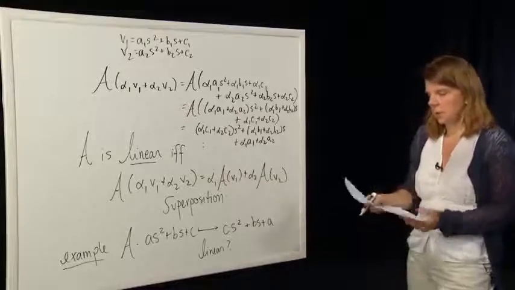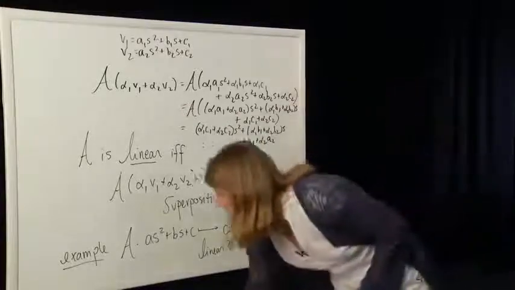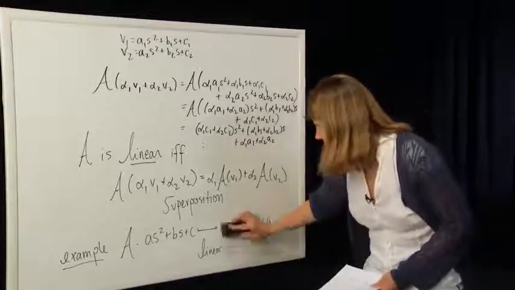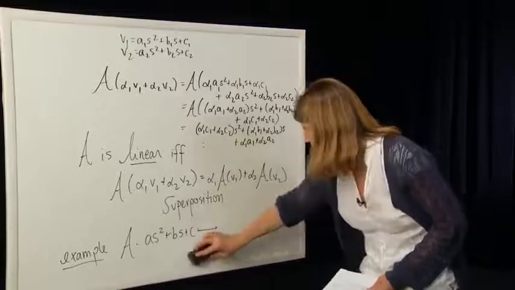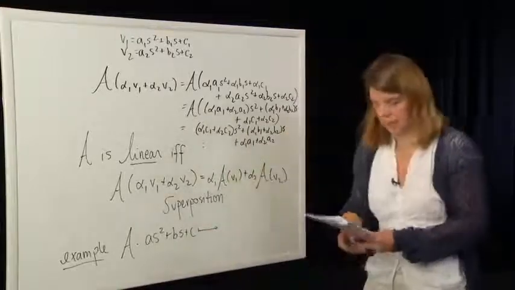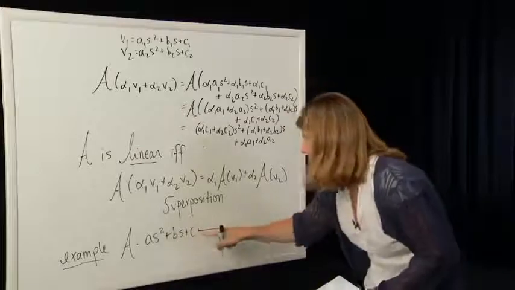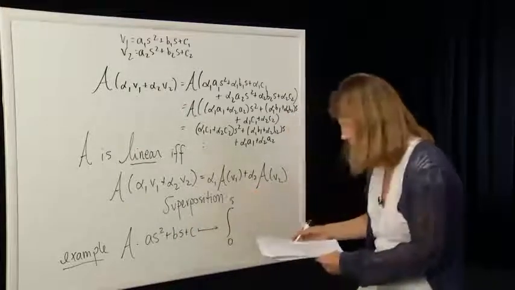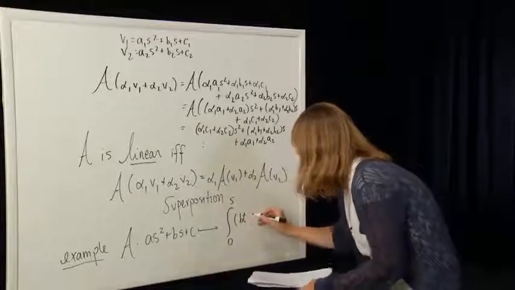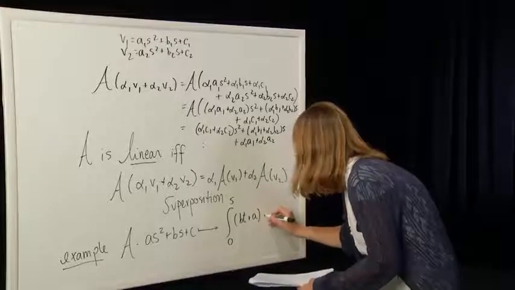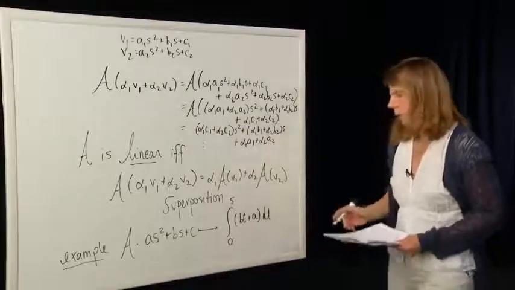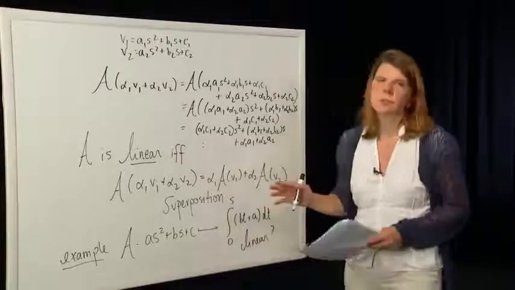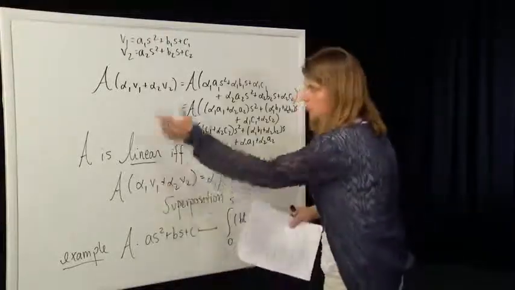Okay, so that's a simple example. We can do another couple of examples. So here's the example we just did. Suppose I took that same polynomial and now I redefined A to be the following. A takes that polynomial and it's going to give me the following function, which is an integral. And so we can ask, is this linear? Now we have a procedure to show it's linear. We just have to do the same thing.